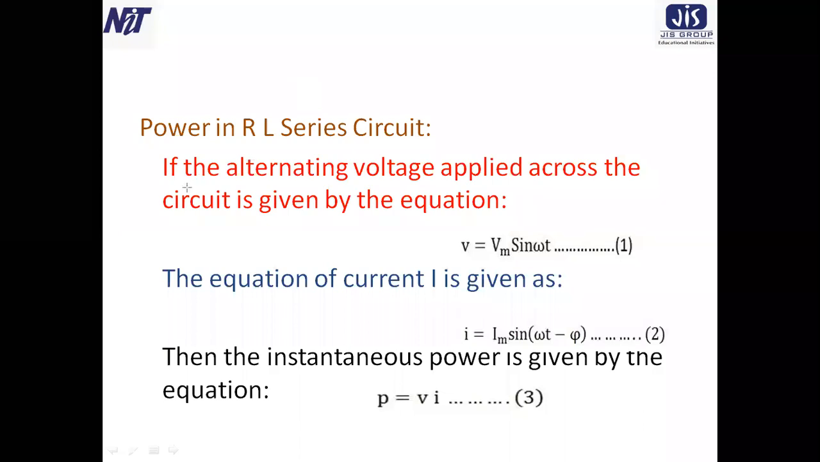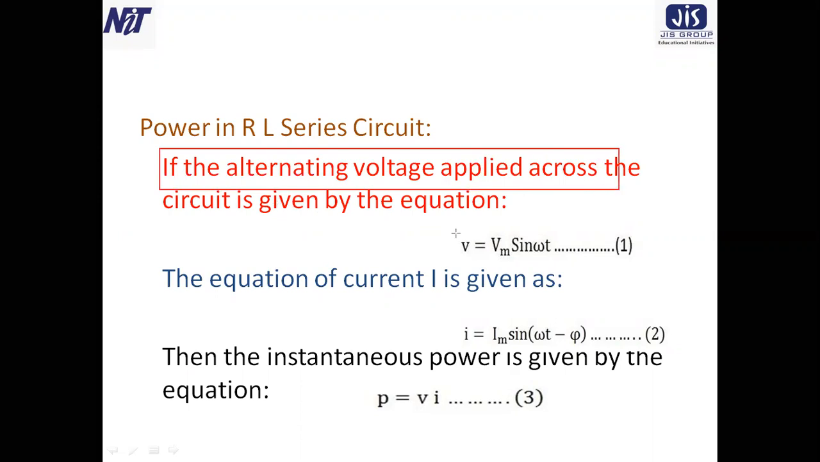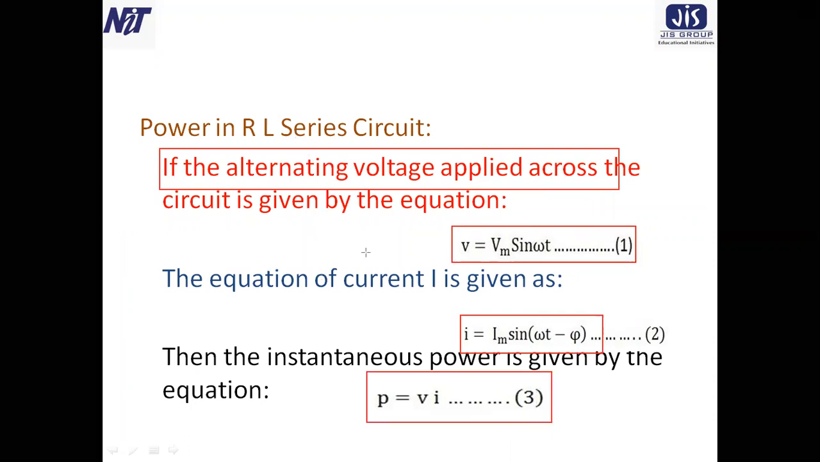Very easily you can understand that when an alternating voltage is applied, the current is given. What is the voltage equation for AC supply? V equals Vm sin omega t. And the equation of current is I equals Im sin omega t minus phi for an RL circuit. The current is lagging by an angle phi, for that reason omega t minus phi is coming. Equation number 1, equation number 2. Then the instantaneous power is given by the equation. What is the instantaneous power? You all know this: P equals vi. This is the instantaneous power.